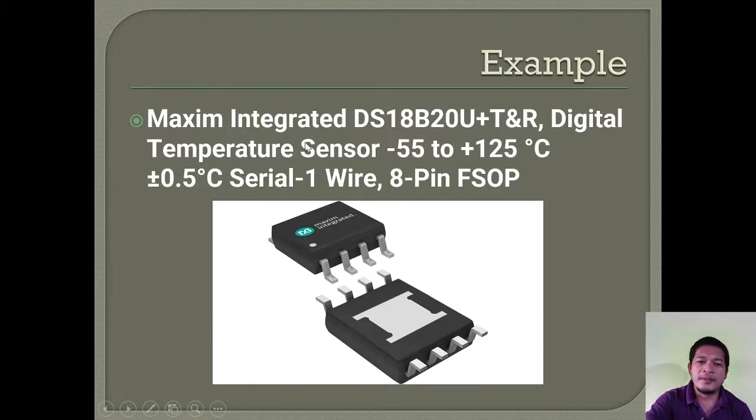A sample is this one, a Maxim Integrated DS18B20U+TNR. This is a digital temperature sensor from negative 55 to positive 125 degrees Celsius. The tolerance is 0.5 degrees Celsius, so its readings of the temperature are very accurate. I think this is the sensing metal for the temperature.